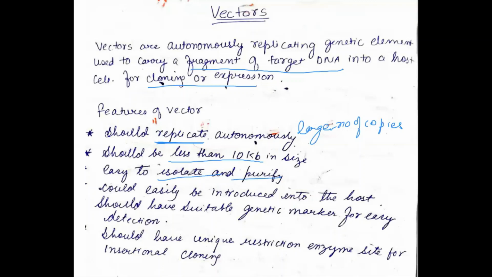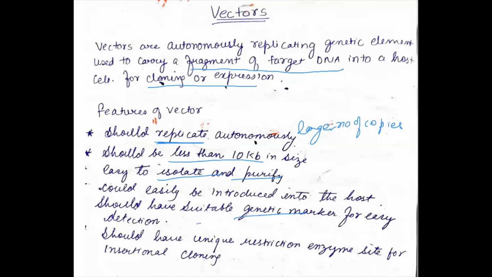If you're not isolating the vector properly or you're not purifying it properly, it would cause a problem in further gene cloning experiments. It should be easily introduced into the host cell. Yes, your vector should be easily introduced, that is, transformation should be easy. If it's not entering easily into the host cell, there won't be any use of the vector. It should have suitable genetic markers.